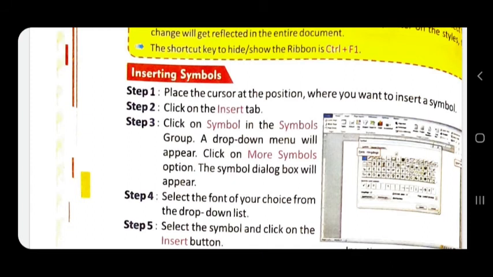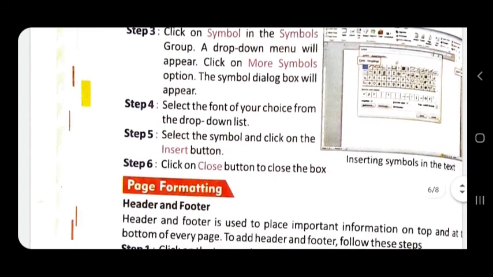Then click on the insert tab, then click on the symbol in the symbols group. A drop down menu will appear, then click on the more symbols option. Then the symbol dialog box will appear, as you can see in the picture also. Then select the font of your choice from the drop down list, then select the symbol and click on the insert button. So the symbol will be inserted in the document, and you can close this box by clicking on the close button above on this dialog box. Okay, so this is how we can insert the symbols.